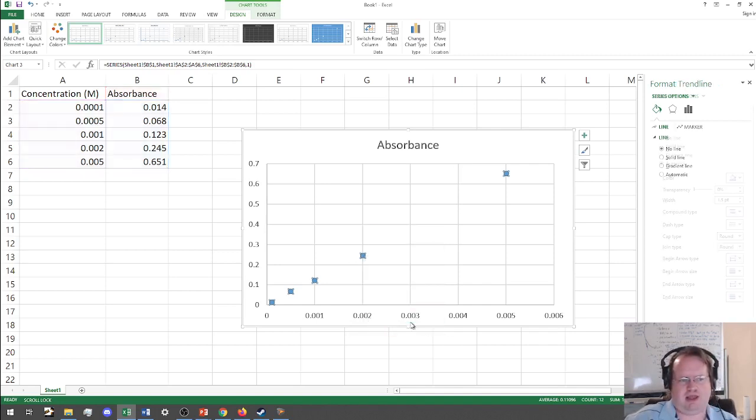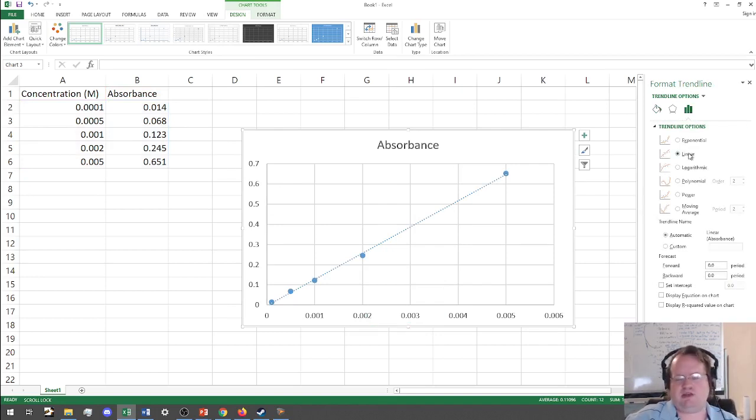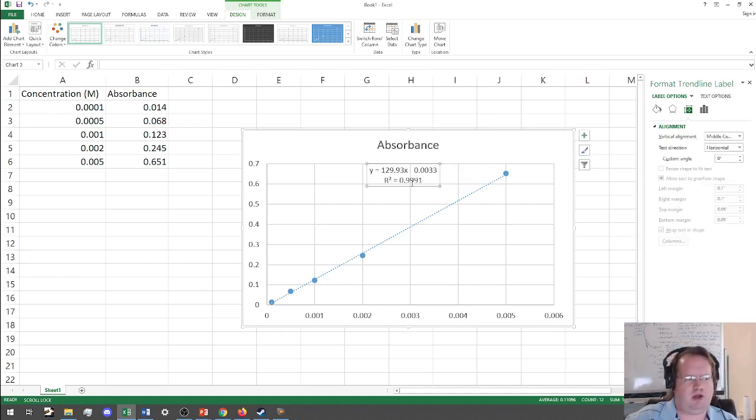So I'm going to add a trend line. I'm going to use a linear trend line, and I'm going to put my equation and my r squared on my chart. My r squared is very close to 1. That suggests that this data looks very linear. As you get closer to 1, that means your data is increasingly linear. And this equation up here at the top is an equation where x is my concentration and y is my absorbance. The reason this is useful is that we've done this with a set of known concentrations.